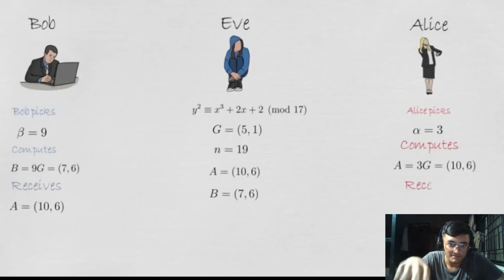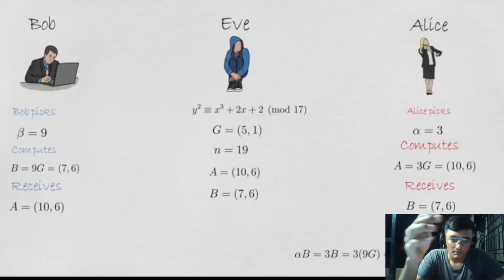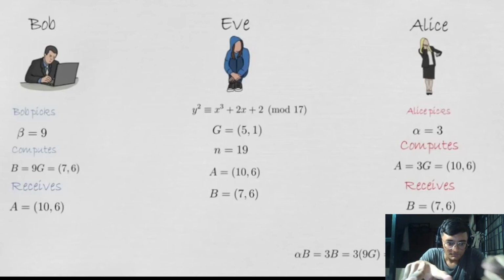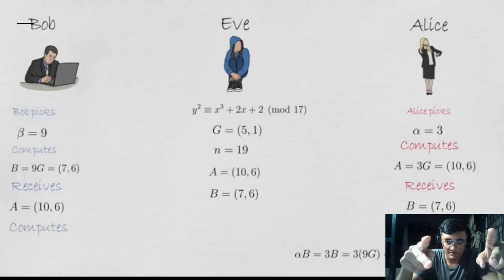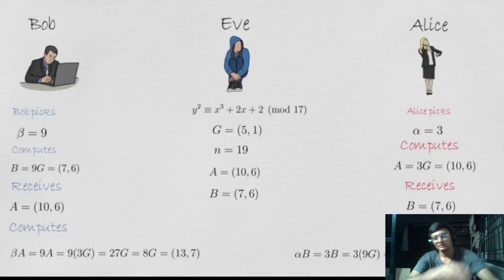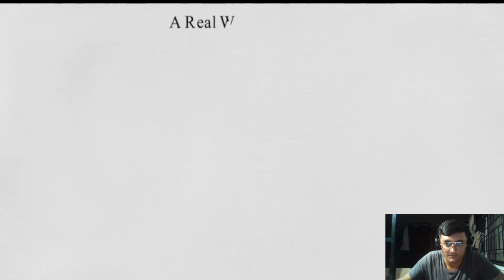So Eve collects A as (10, 7) and B as (7, 6). So we can see that whatever communication is going on between these two, the eavesdropper can't know the communication clearly. This is how Bob and Alice both have the same information, but the eavesdropper can't access that information. Now let's go to the real world example.